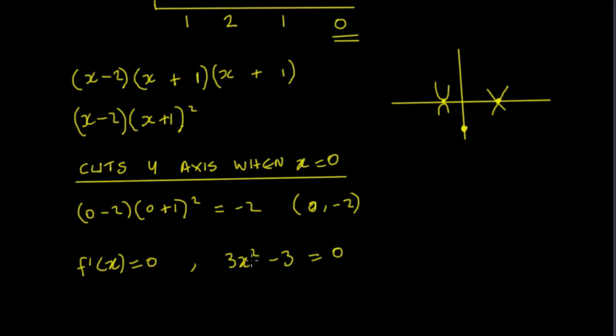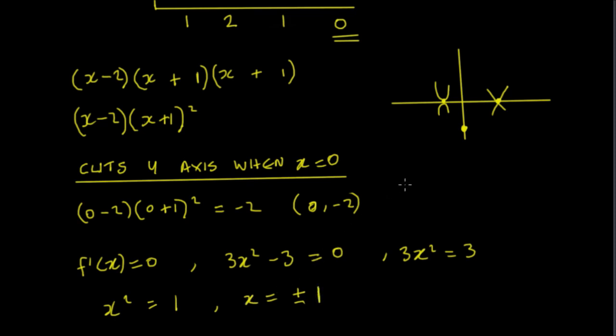So when is it equal to 0? Well, it's going to equal 0 whenever 3x squared equals 3, or x squared is equal to 1, or when x is equal to plus or minus 1.